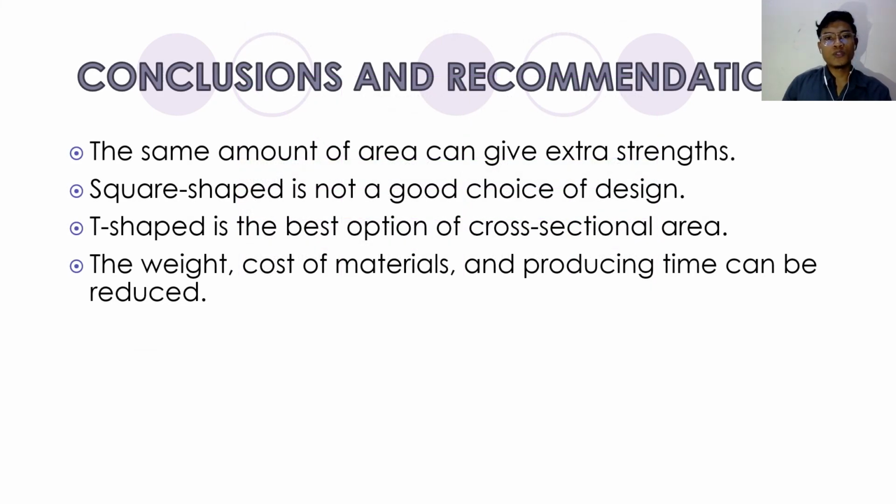As a conclusion, due to the project, the difference in shape shows it affects its strength. Even with the same amount of area, it can give extra strength if the design is perfect. The square shape is not a good choice for making a hook design, since all the analysis shows that the square shape has a very high displacement, while the T-shape is the best option for the design of cross-sectional area. For this analysis, it can simply be said that knowing the strength can have an impact on reducing the weight, cost of material, and producing time of the product if they use a perfect shape of design.